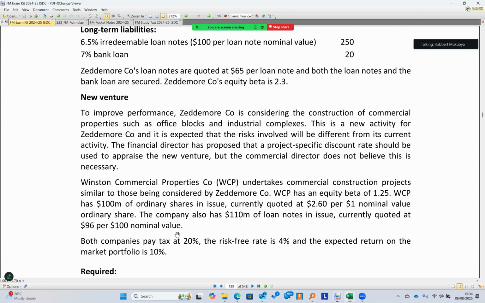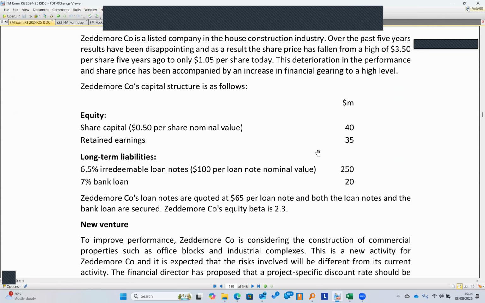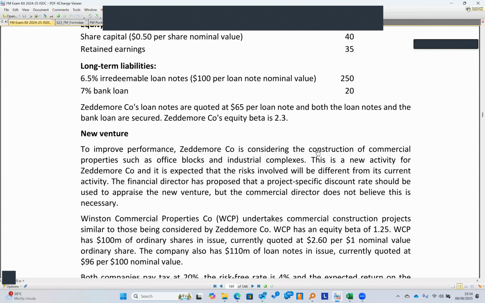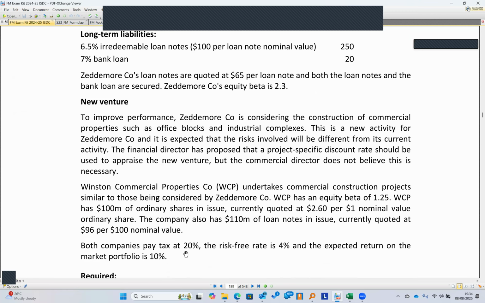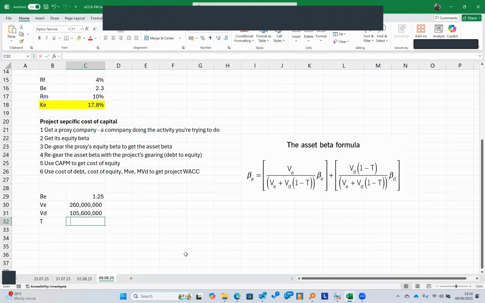Then the tax, they told us 20%. So then we can find the asset beta. So asset beta, as we said, is going to be value of equity divided by value of equity plus value of debt multiplied by 1 minus the tax.